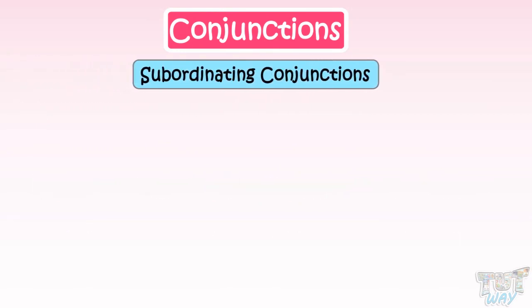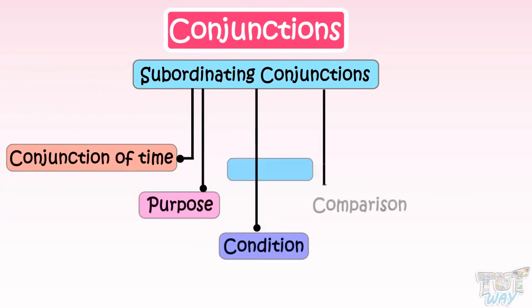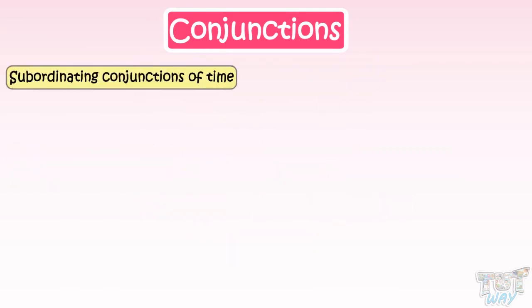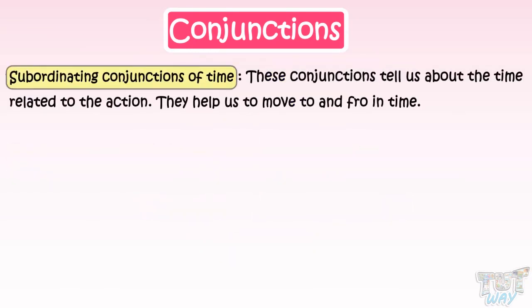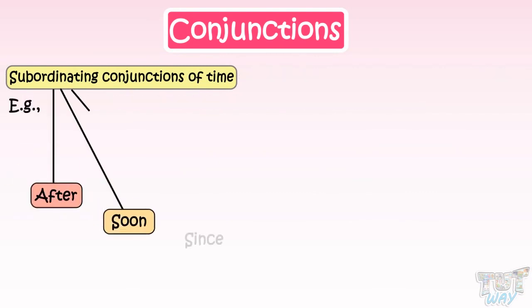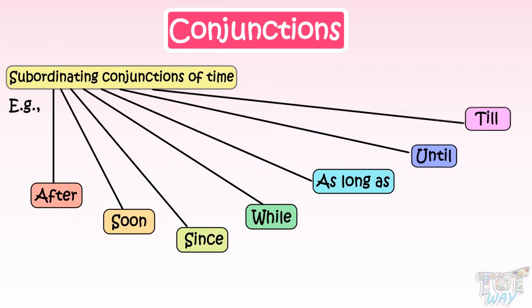Subordinating conjunctions are divided into 5 types according to their meanings: conjunctions of time, purpose, condition, comparison, and concession. Now we will learn about each type of subordinating conjunction in detail. First is conjunctions of time. These conjunctions tell us about the time related to the action. They help us to move to and fro in time. For example, after, soon, since, while, as long as, until, till, etc.